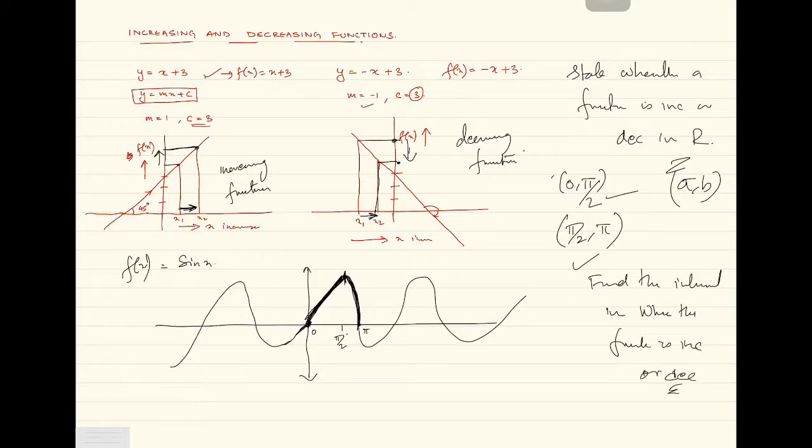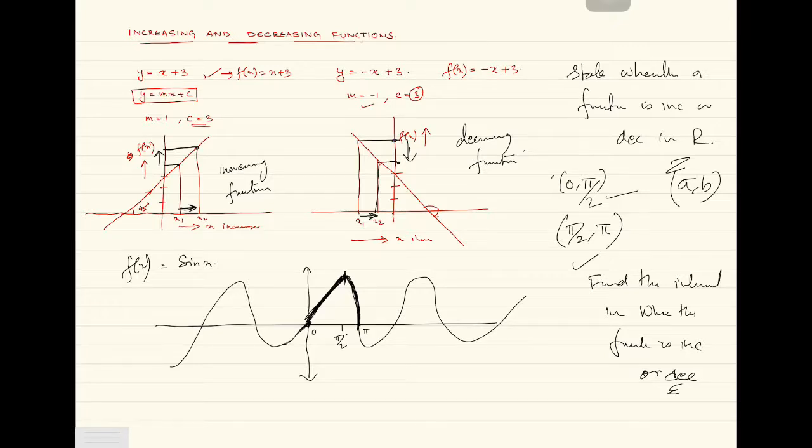So there are basically two types of questions that you may get in this chapter. Number one, they may ask you whether the function is increasing or decreasing in a certain interval, which you have to find out. Or instead, they may give you a function and ask you to find the intervals where the function is increasing as well as decreasing. Correct? So these two types of questions you may get.